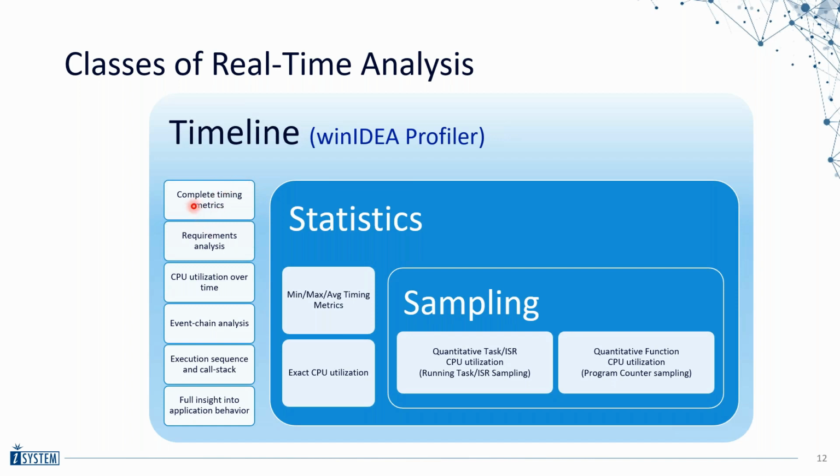In addition to that, you can do a wide range of other analysis techniques. You can validate requirements and see how many of them are violated and fulfilled. You can calculate the CPU utilization for the whole trace, but also over time, for certain time slices. You can do an event chain analysis, which is a big topic in AUTOSAR, and you really get the full insight into the behavior of the application. So the timeline view is really what you want if you want to do real-time analysis properly.